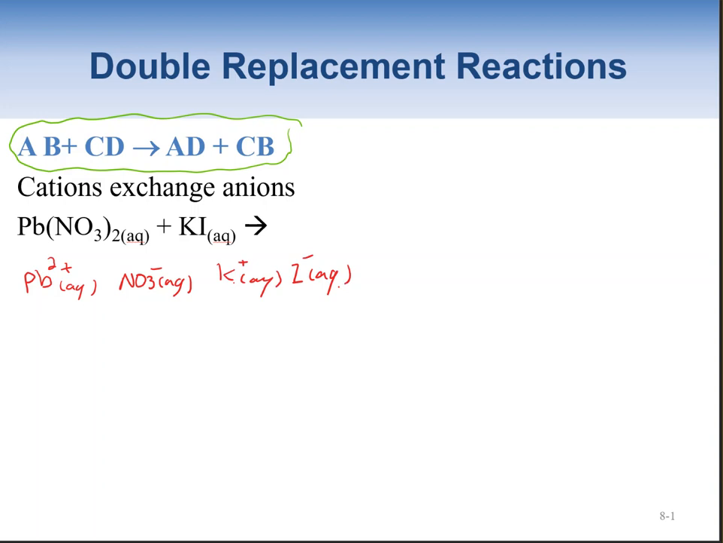Now, in a double replacement reaction, we're going to swap the cations and anions, meaning the cation of our first compound, which is lead-2 nitrate, is going to combine with the anion of potassium iodide, and the cation of potassium iodide is going to combine with the anion of the lead-2 nitrate. That means the products we expect to get are going to be lead-2 iodide, which is insoluble in water, and potassium nitrate.